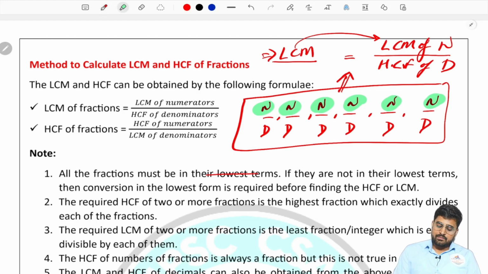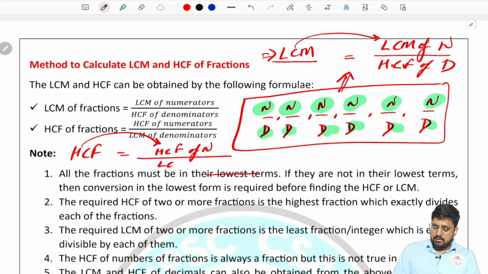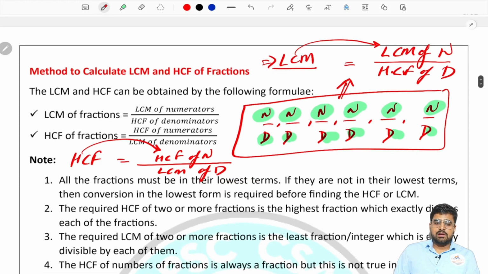Denominators are the lower part of the fraction. Now, if they ask you to find the HCF of these fractions, then do the same. Keep the numerator with what is asked: the HCF of the numerators and the LCM of the denominators. I hope this is very clear for you.